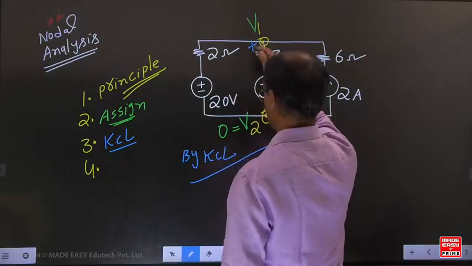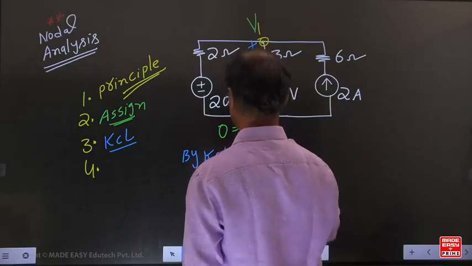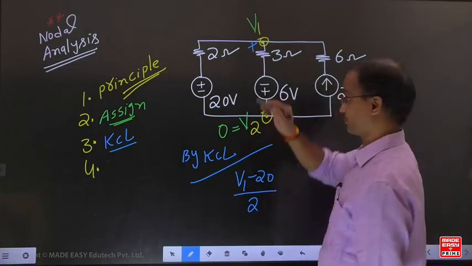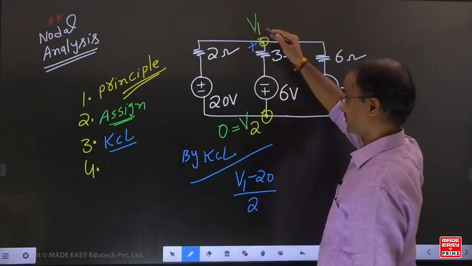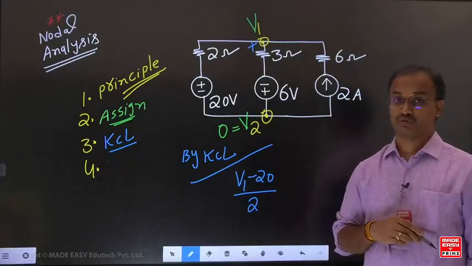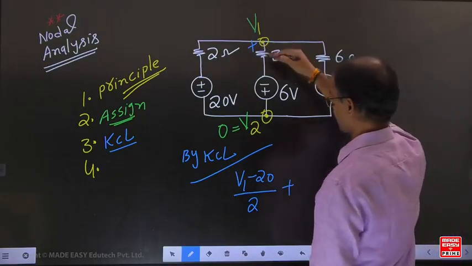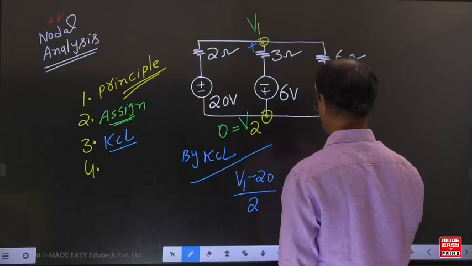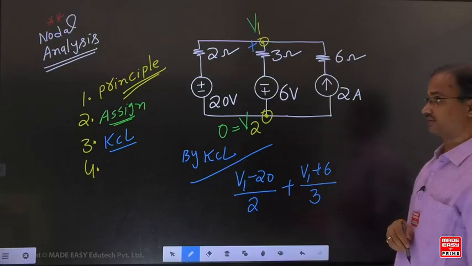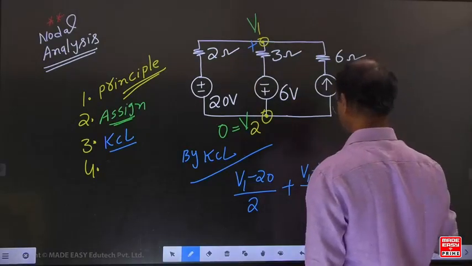Now for this example, with similar plus polarities we subtract: V1 minus 20. What is the resistance? 2. The assumption here is that the current always goes from higher potential to lower potential. For this branch, check: plus and minus means addition, so V1 plus 6. What is the resistance value here? 3. Now this is also an outgoing current. Whatever the 2 amperes is, it is the incoming current.